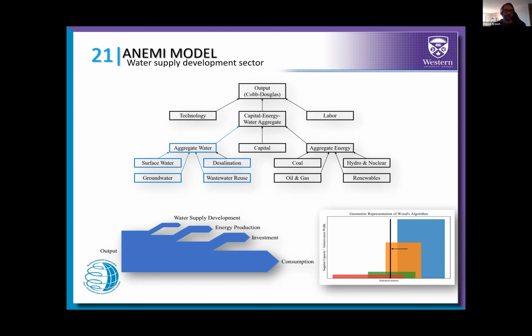So with this sort of structure, you can see how the water supply development mirrors that of energy. And this is a way of incorporating an economic component into water supply in our model, which allows us to test different things.